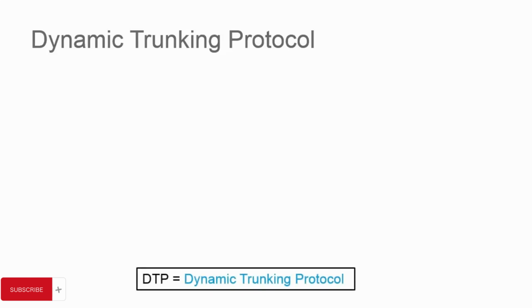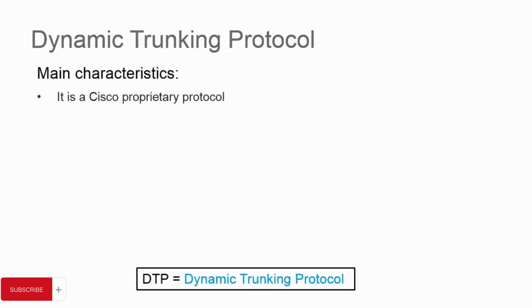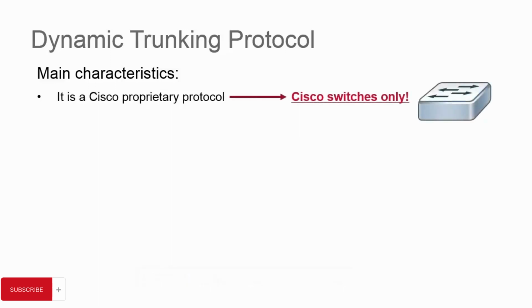In this video, we are going to see what is Dynamic Trunking Protocol, DTP. You can set up automatic trunk negotiation using DTP or Dynamic Trunking Protocol. DTP is a Cisco proprietary protocol, which means you can use DTP between two Cisco switches only. Switches from other vendors do not support DTP.